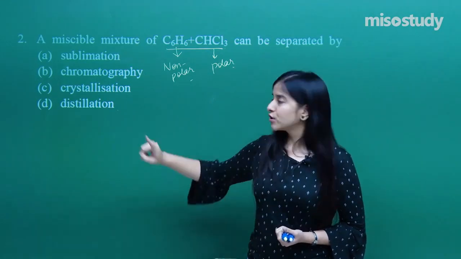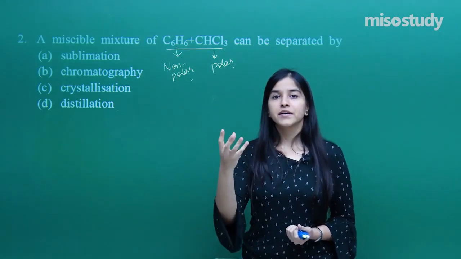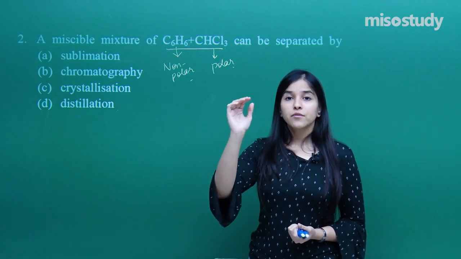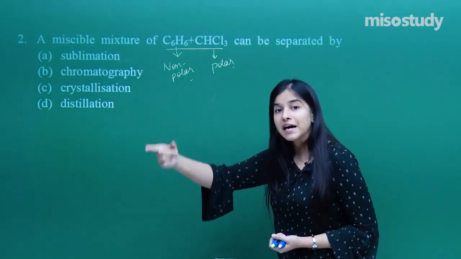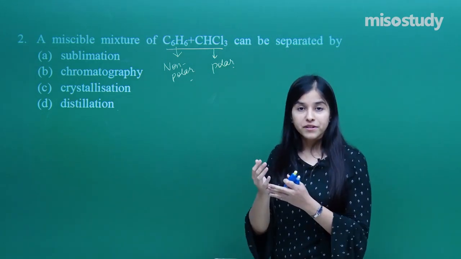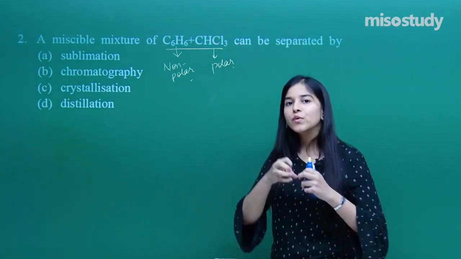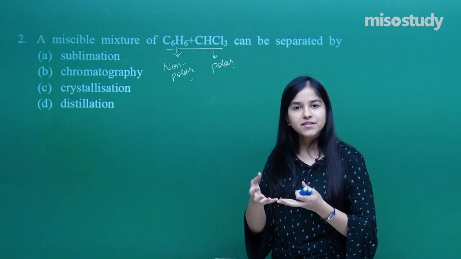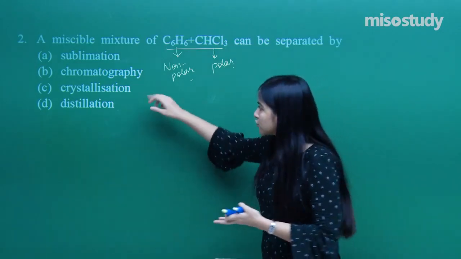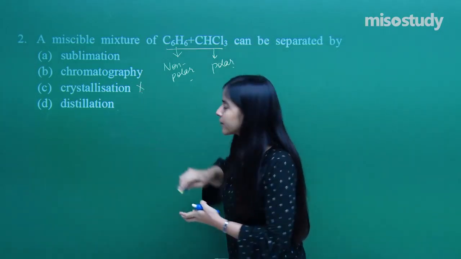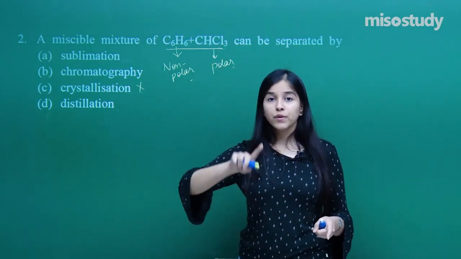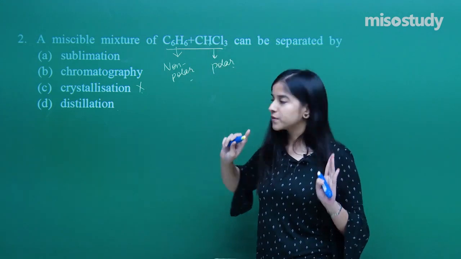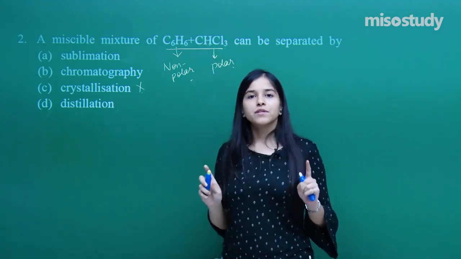So the condition for crystallization is we must have what? A melting point higher than the room temperature, right? That is how we can obtain crystals at room temperature for that substance. So crystallization is also not applicable because here both of them are liquids. Benzene is a liquid and chloroform is also a liquid at room temperature. Now comes up the distillation.